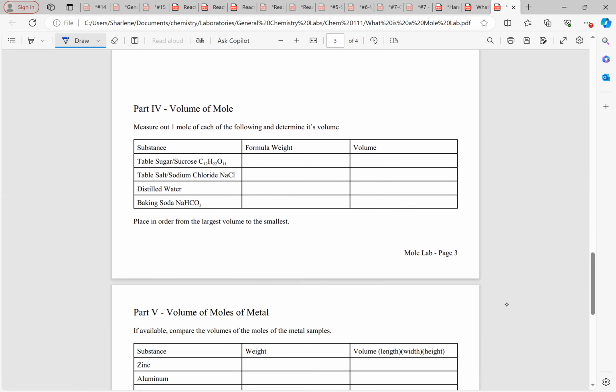Next is the volume of a mole. This time, you're going to measure out 1 mole. So you can figure out how many grams that is. You're going to measure out as close as you can 1 mole of that and determine its volume. So it's kind of the flip side of the one above it.